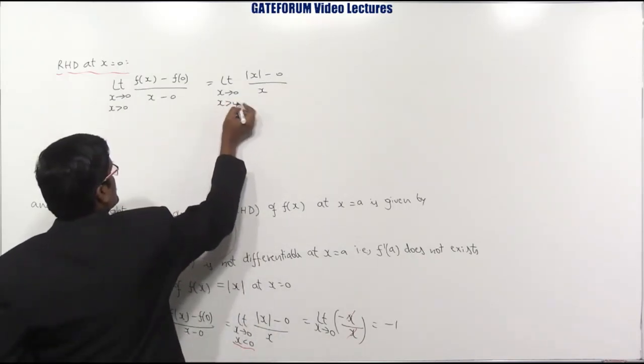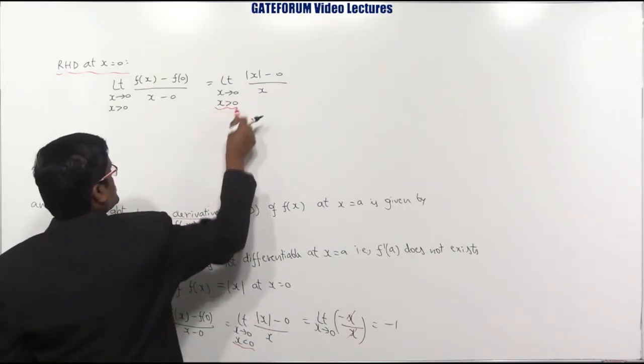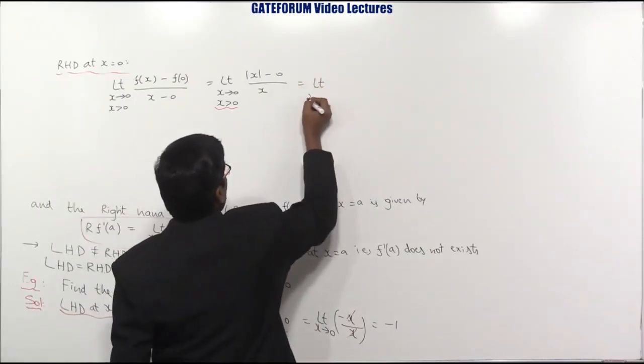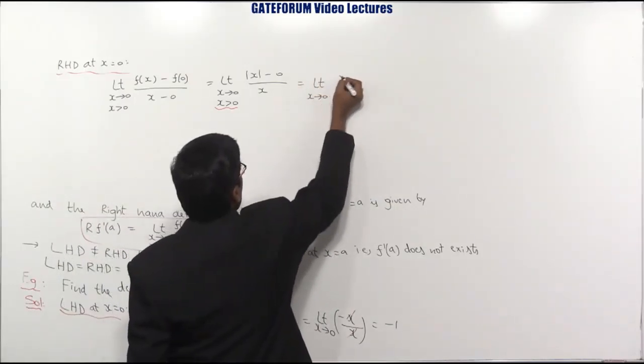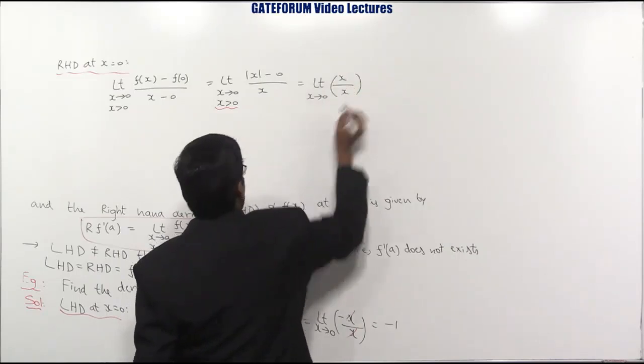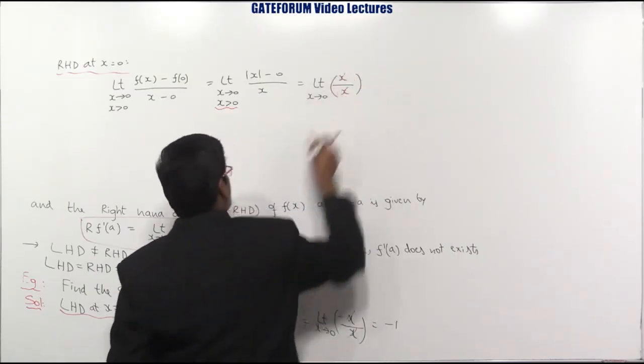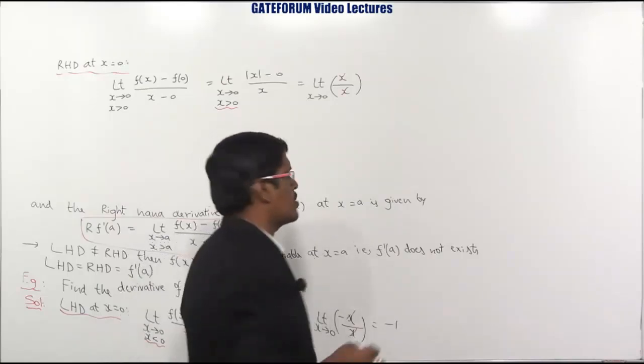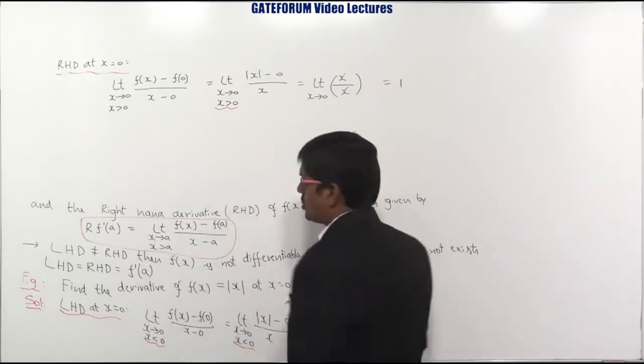So x is greater than 0. When x is greater than 0, what is mod x? That is plus x. The limit as x tends to 0 of x divided by x. x cancels, and it remains with 1. 1 is a constant, and the limit of a constant is itself. So the answer is 1.